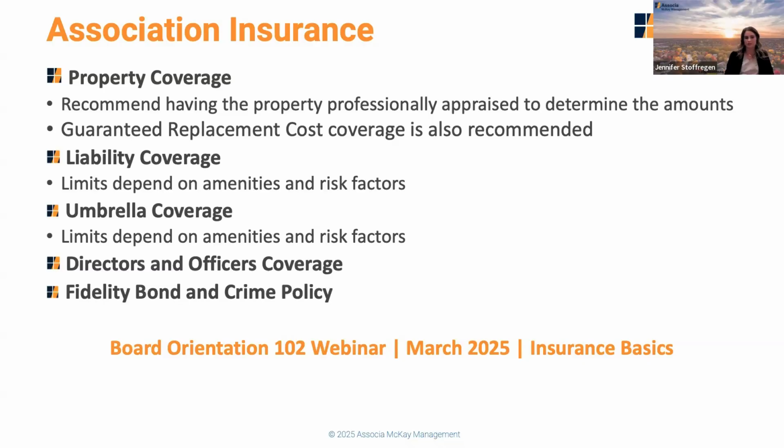Directors and officers. Directors and officers is essentially your errors and omissions coverage for you as an officer or a board member. So this covers you as an individual operating on behalf of the association. The fidelity bond and crime policy is making sure that the personal information for your homeowners and association is protected and taken care of, and making sure that if something were to happen and it does get stolen, that you and your homeowners are protected.